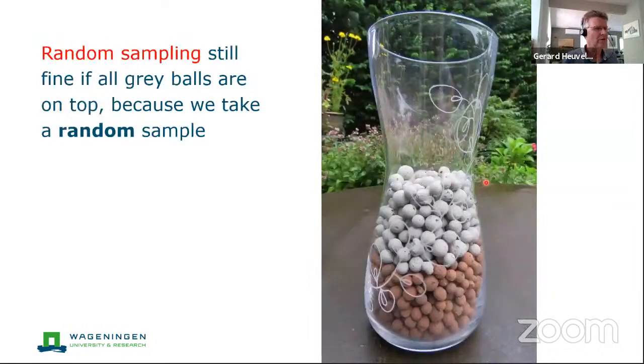Now, suppose we have all gray balls on top in this vase and all the red balls in the bottom. Well, that really doesn't matter. If we do a random sampling of, let's say, 30 balls from this vase, then it still works because we take a random sample. It really doesn't matter what the structure of the balls within this vase is, whether they're on top or in the bottom. Every ball has equal probability of being selected, no matter where they are. So it would still produce an unbiased estimate because we take a random sample.